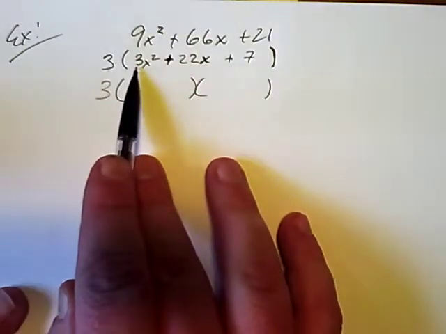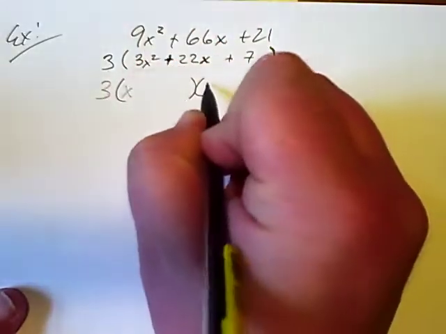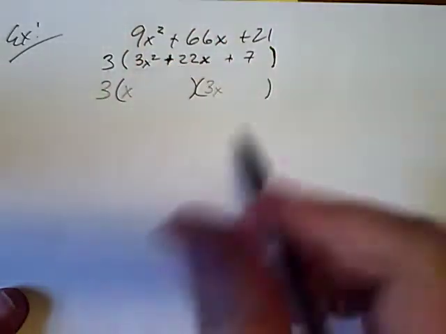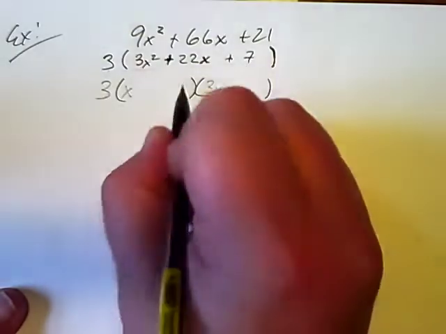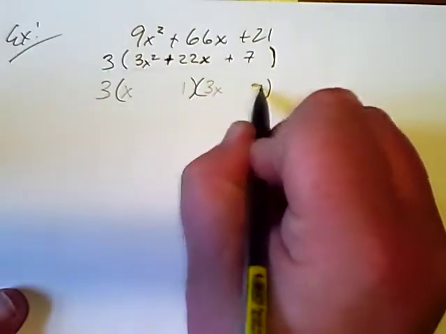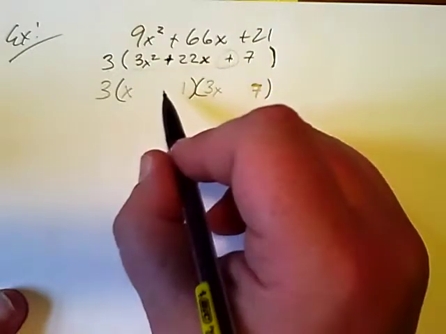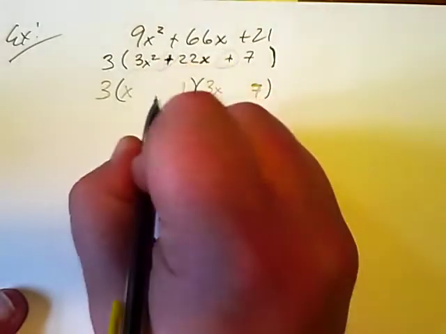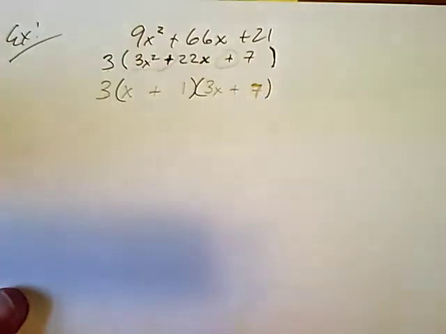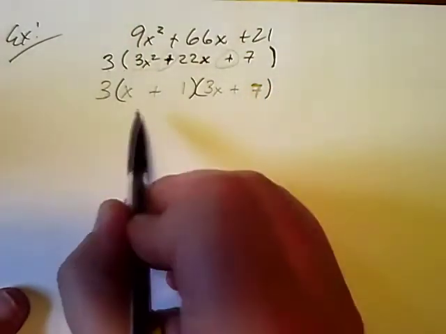So what are my options for 3x squared? Well, the options for 3 are 1 and 3, so I'll have an x and a 3x. My options for 7 are 1 and 7, so I'll have a 1 and a 7. The second sign is positive, meaning I have to have the same signs here, and they both have to be plus. Now I have to check.